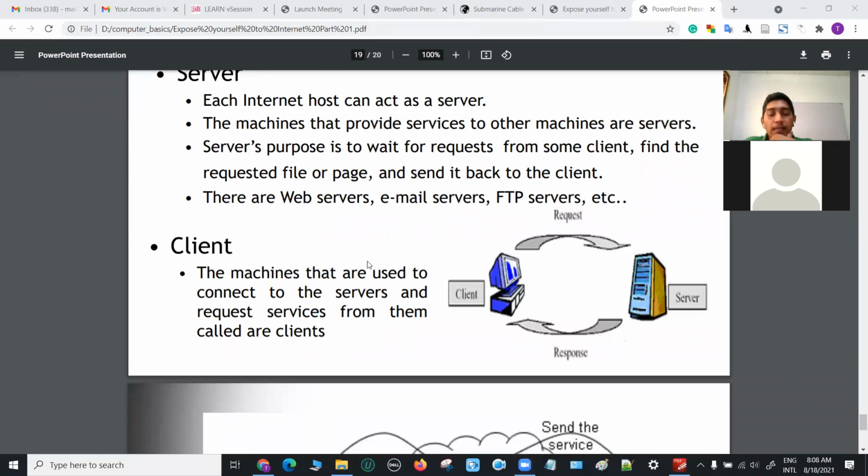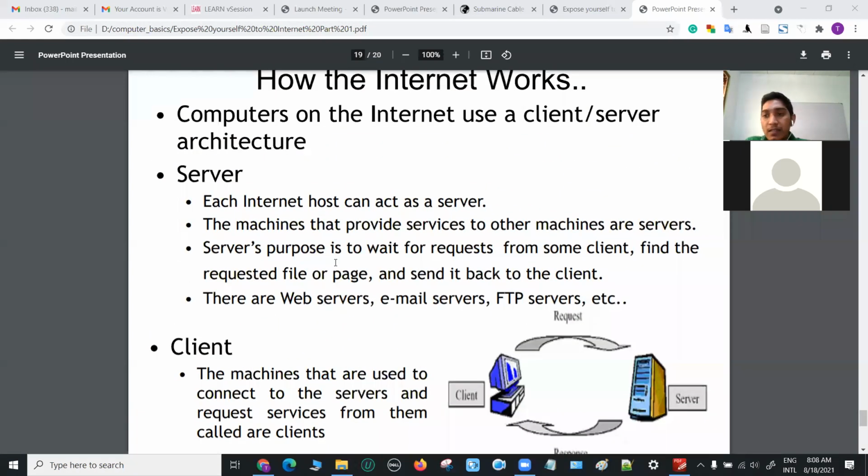So last time we discussed how the internet connection works and what the client server architecture is. I think you all can hear me, right?